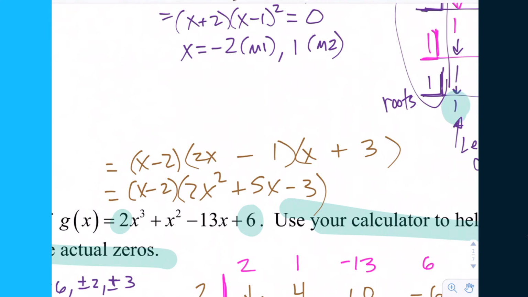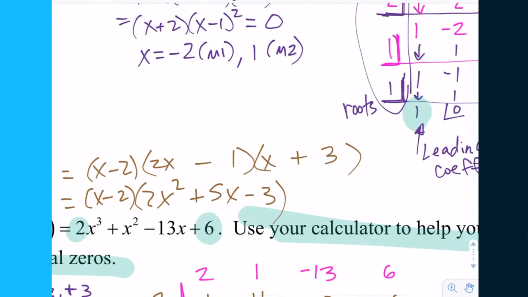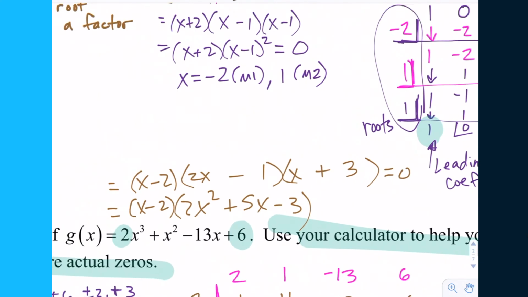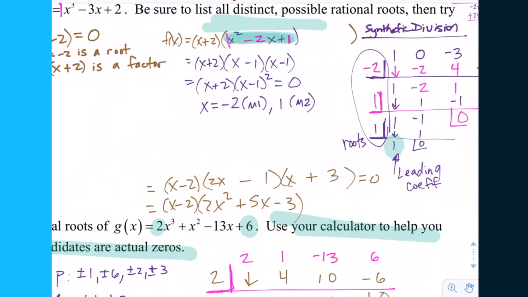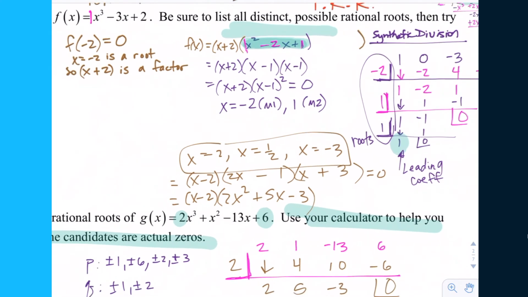2x minus 1 and x plus 3. So now if I set that equal to 0, I get my 3 roots. X equals 2, x equals 1/2, and x equals negative 3. And we're done. So if we can get down to a quadratic, we've got it made.